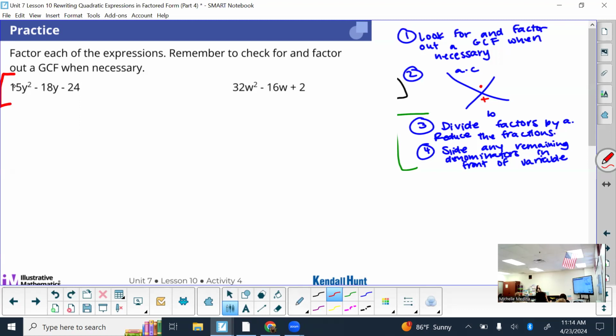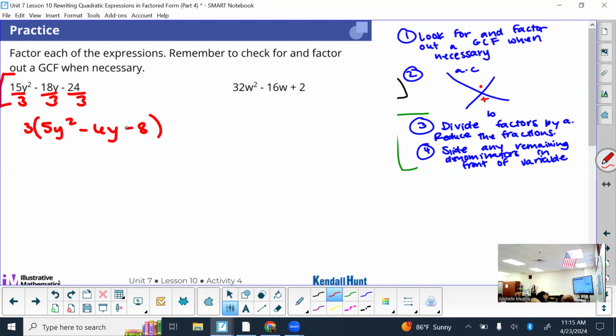Always check if the smallest number is a GCF. It doesn't divide usually into the others, but when you break that down further, you find that it does have a GCF. You need to factor that out. Can I factor out any y's in this one? So the GCF is just 3 for this one. That goes outside the parentheses. Inside is what we get from dividing each term by the GCF. So when I divide, I get 5y squared minus 6y minus 8.